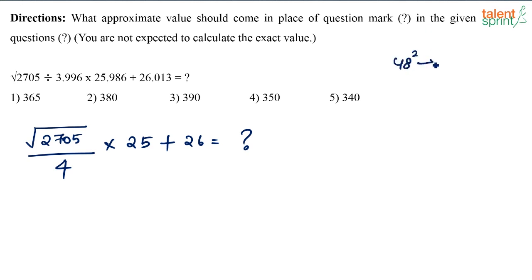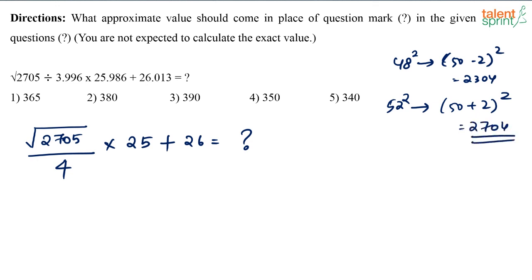See, what is 48 squared? 48 squared we found as 50 minus 2 the whole squared, right, that is 50 squared plus 2 squared minus 200. So, we took it as 2304. Similarly, what is 52 squared? 52 squared is nothing but 50 plus 2 the whole square, that is 2500 plus 4 plus 200, right, that is nothing but 2704. So, here I have root of 2705 which is close to 2704.